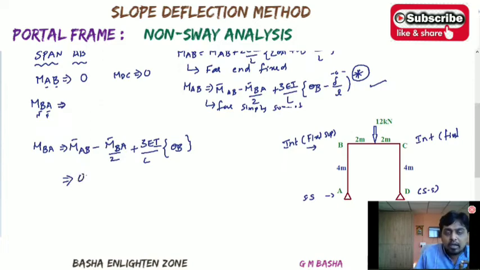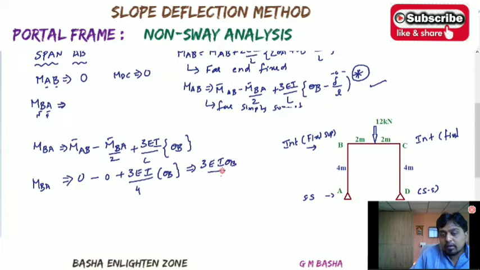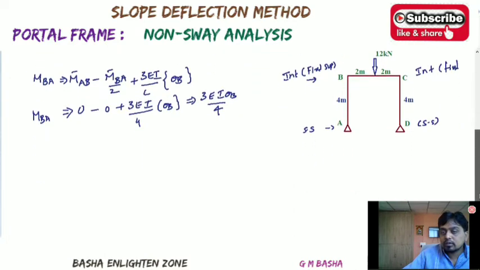So M bar AB will be equal to 0 minus M bar BA, also 0 because the fixed end moments are 0, plus 3EI, where I is constant, and L is 4 meters here, into theta B. After simplifying, you will get MBA directly equal to 3EI theta B by 4. Then go for the next step, which is MBC, span BC.